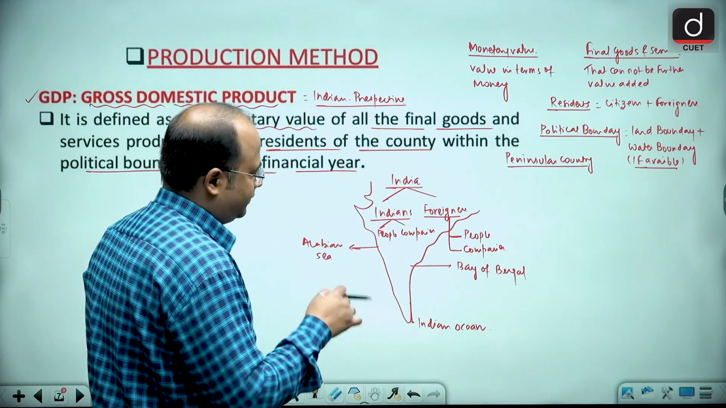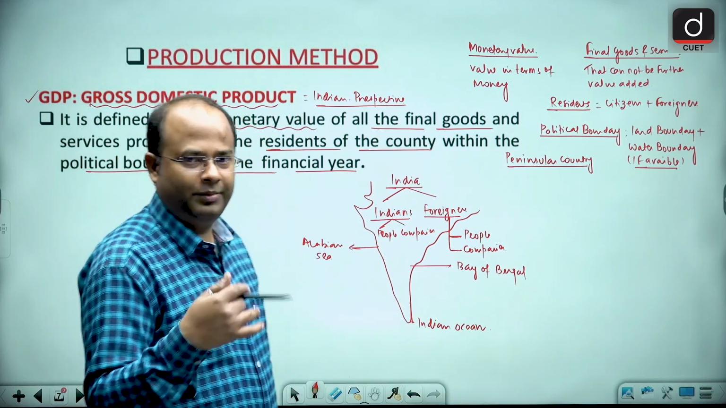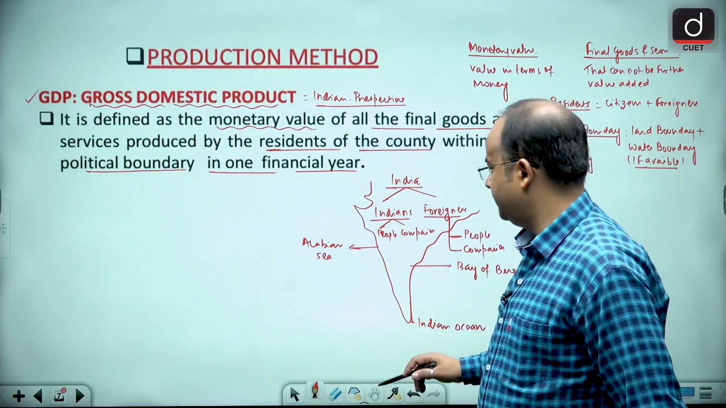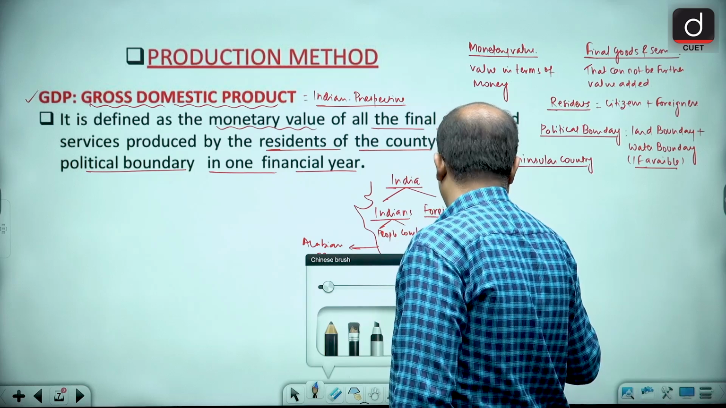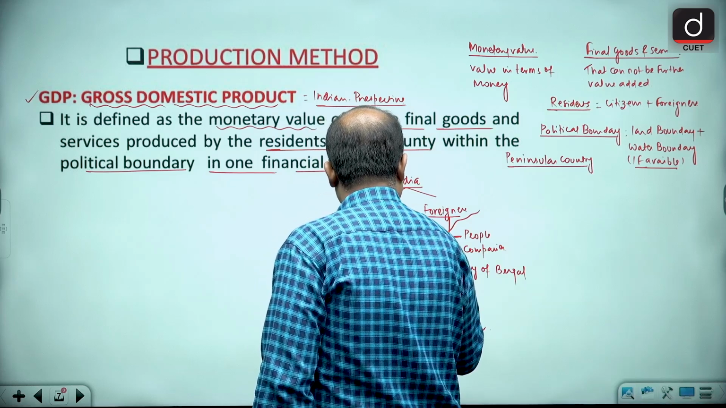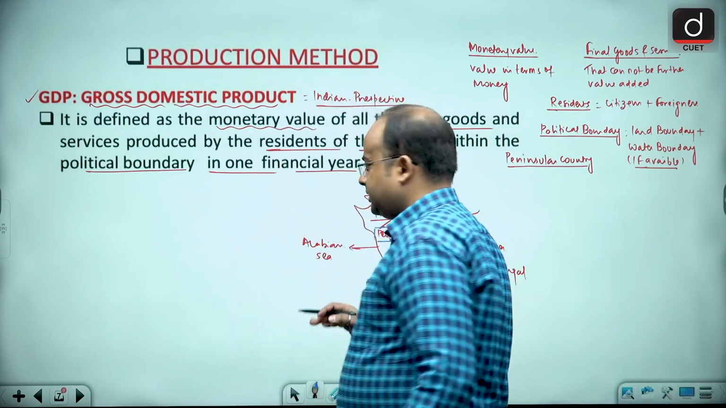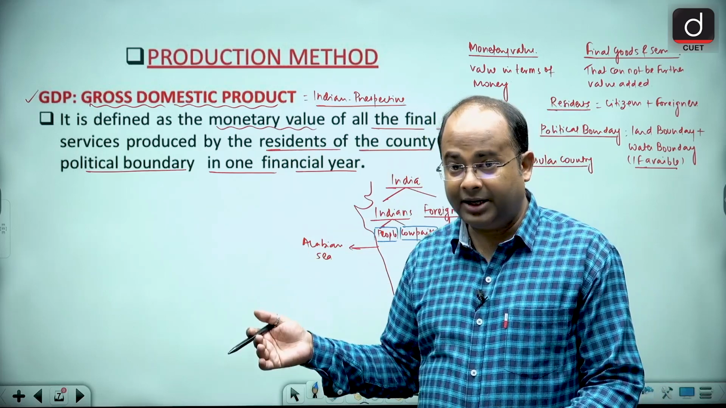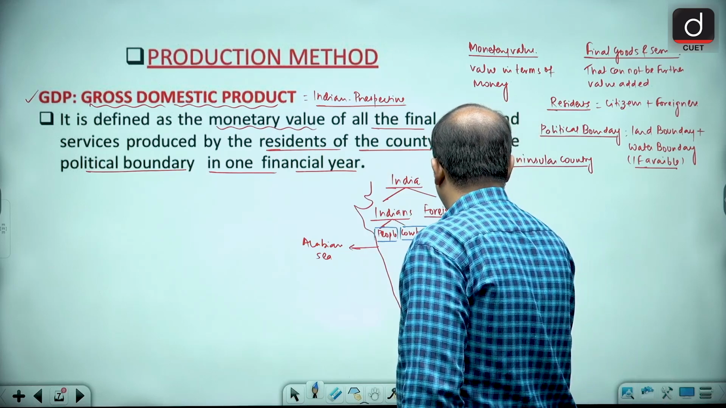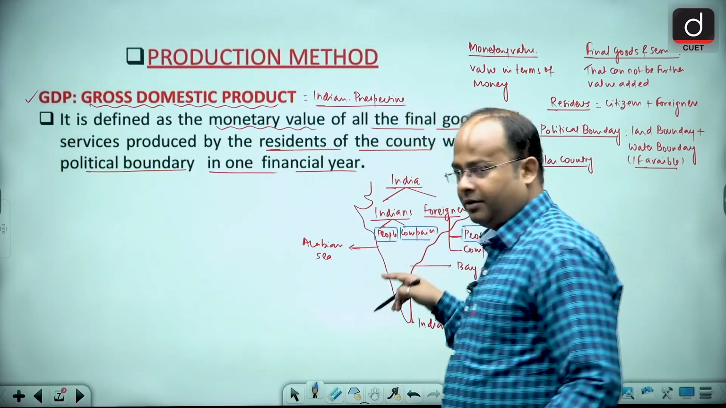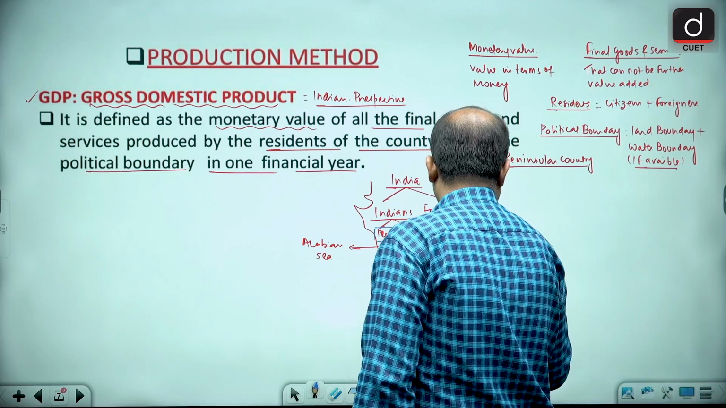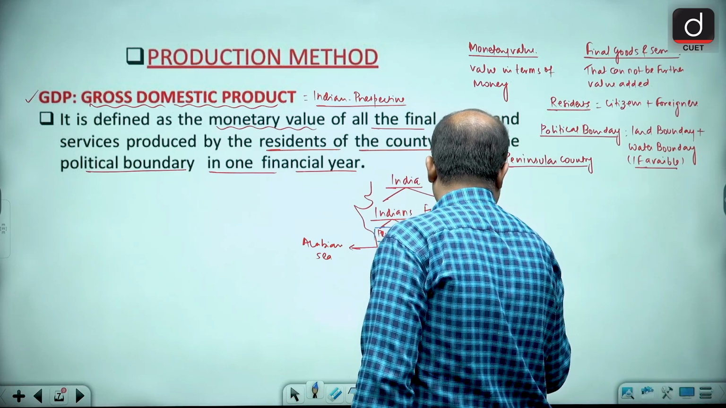This is just an outline map to help make things understood. The monetary value of the final goods and services earned by Indians, the people of India, plus the companies working in India, that means the branches of the companies working in India. Other than this, the final goods and services earned by the foreigners living within the territorial boundary of India, and the foreign companies whose branches are working in India.